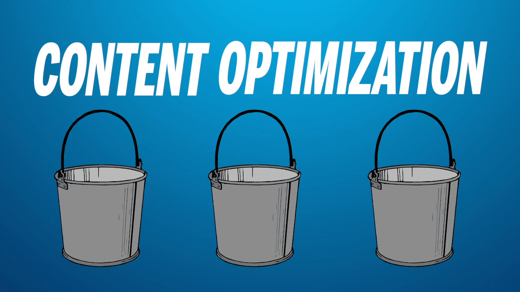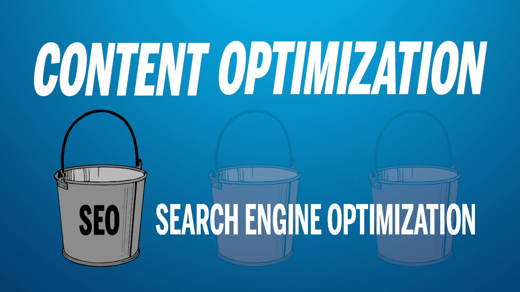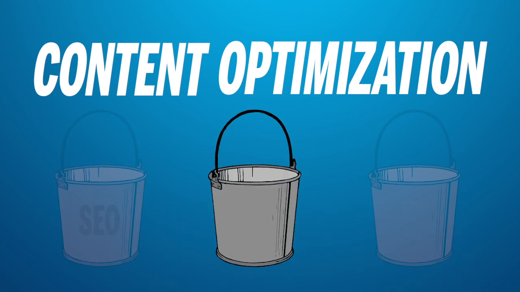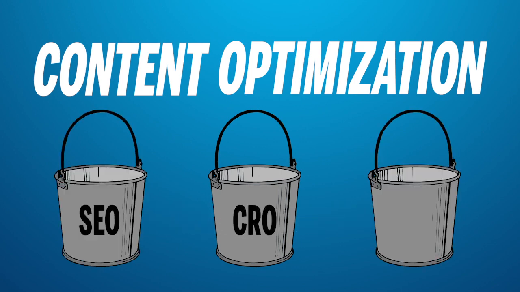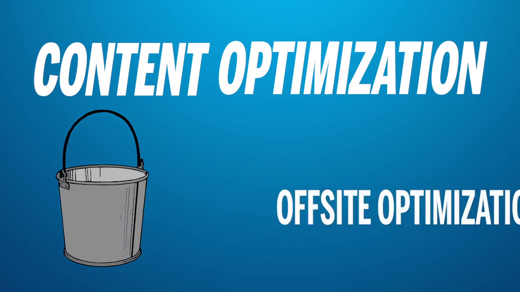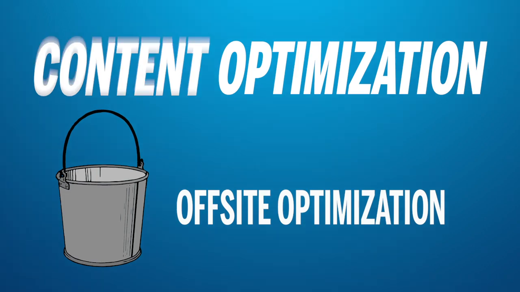Content optimization can be broken out into 3 key buckets. It can be broken out into SEO, which most people are familiar with, search engine optimization. There's the second, which is conversion rate optimization, also known as CRO, and then the third type, which is offsite optimization. All 3 of these different categories have an important part to play when it comes to your brand, your organization being successful when it comes to content. Let's dive into each of them.